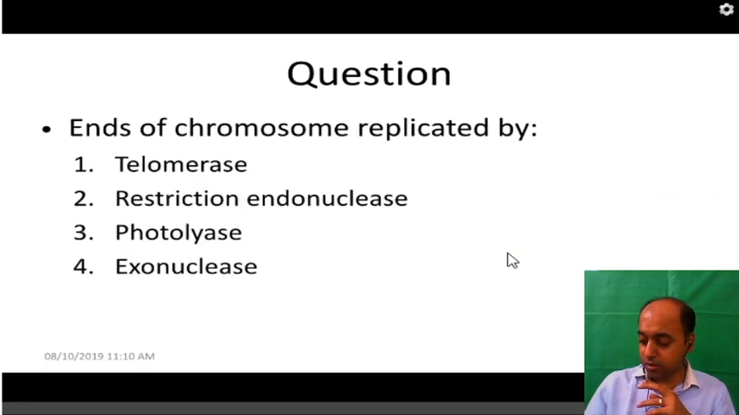Next question. End of chromosome replicated by. So the ends of chromosomes are the telomeres, and telomeres are replicated by the telomerase. Very good.